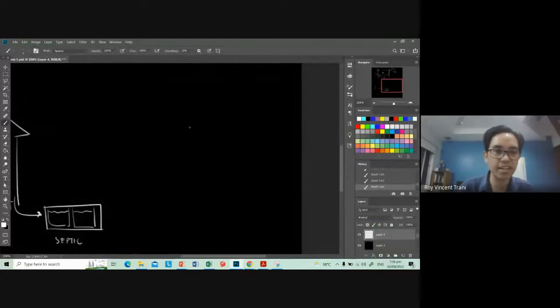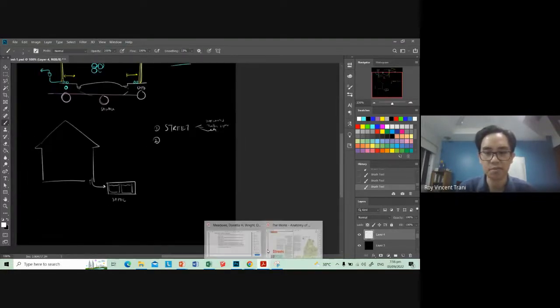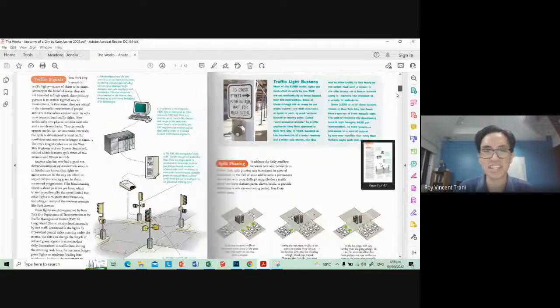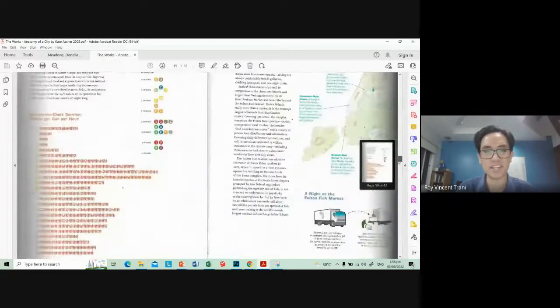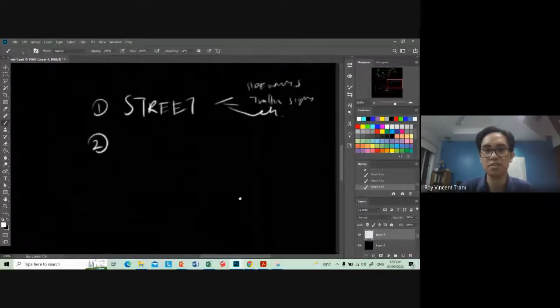So number one in urban planning is really the street. And then everything inside the street: traffic, the sidewalks, traffic signs, etc. The next one, I can't remember, is the street trees, that's also included. And after that is the supermarket. Oh yeah, I'll put the street trees under street as well.